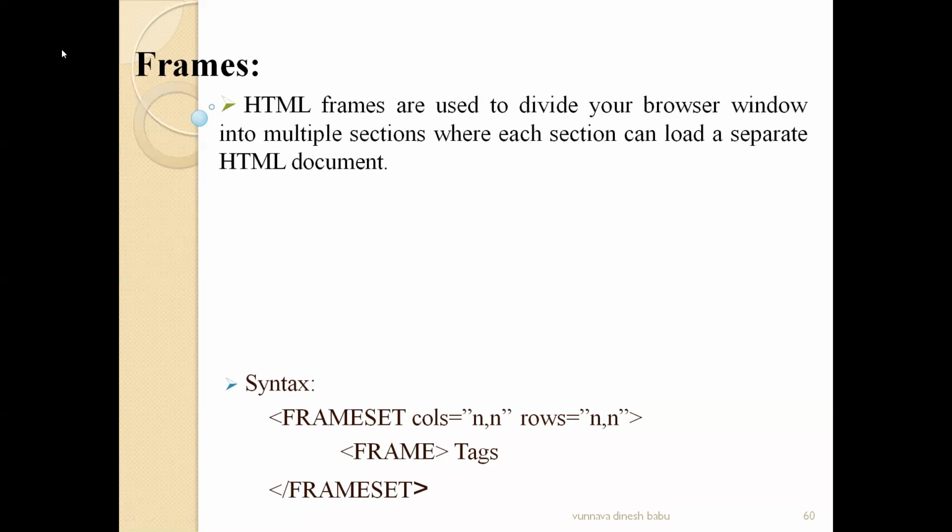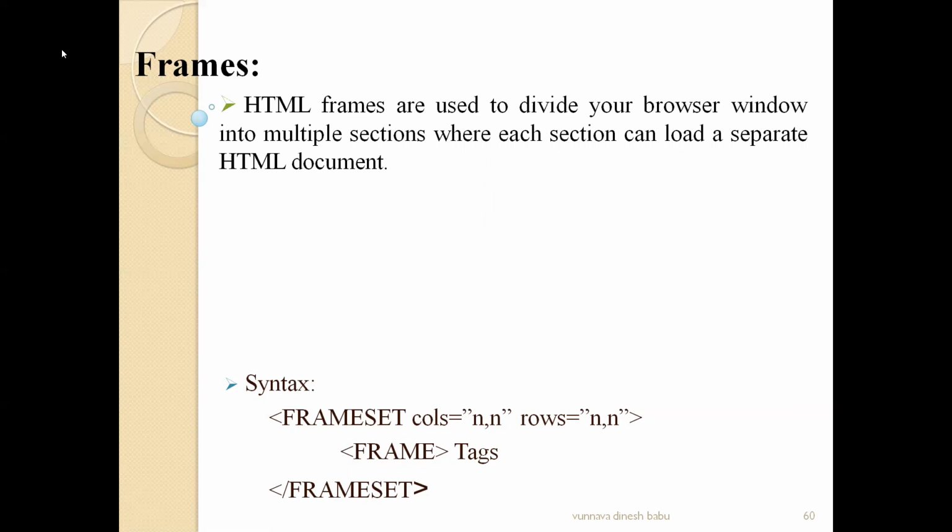HTML frames are used to divide your browser window into multiple sections, where each section can load a separate HTML document. Till now, we have seen multiple programs. In all those programs, in each and every web page, we are only displaying a single HTML page output. We have seen links, images, and tables.